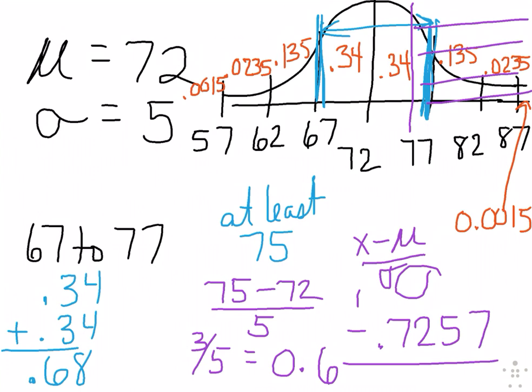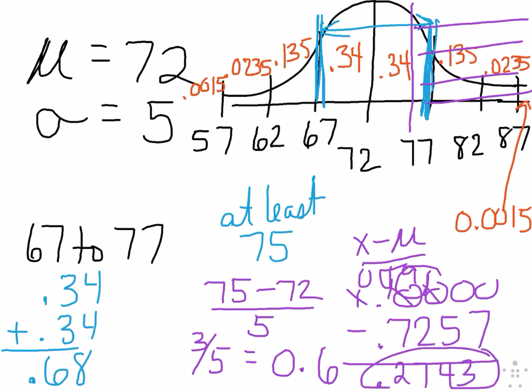What's 1 minus 0.7257? Zero, borrow the 1, 9, 2743. Again, on the test tomorrow, if you were to tell me it's 27.43%, or if you just put 0.2743, either answer is fine. Okay? And the last one, at most 82.